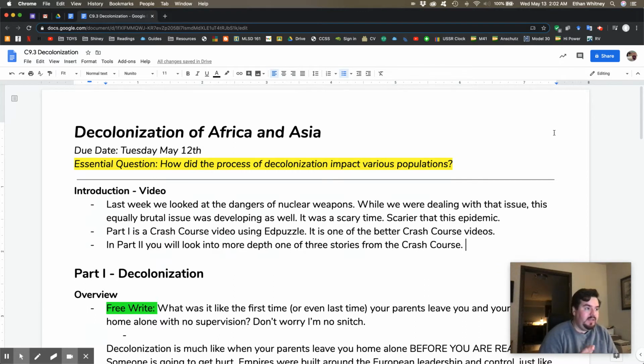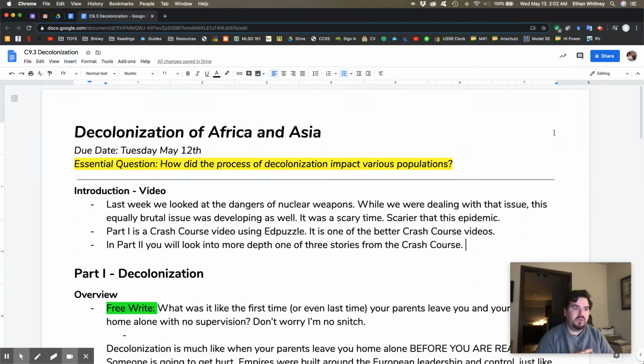Decolonization of Africa and Asia. Our essential question is, how did the process of decolonization impact various populations? So this is going back to something we learned in the before times, before the quarantine. And specifically, that's the idea of empire and colonization. So remember, an empire is where one country, most frequently a European country such as Britain or France, controls multiple different countries, areas of land throughout the world.